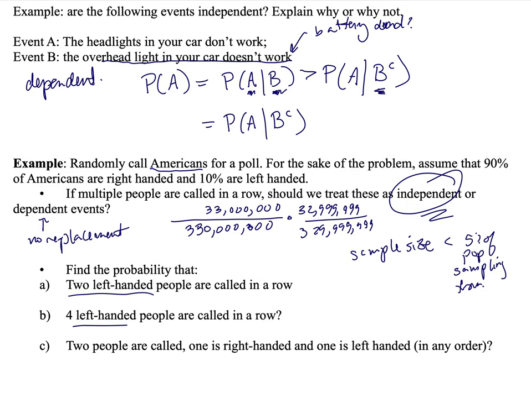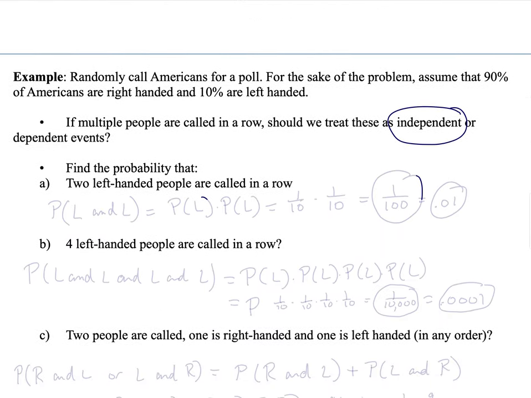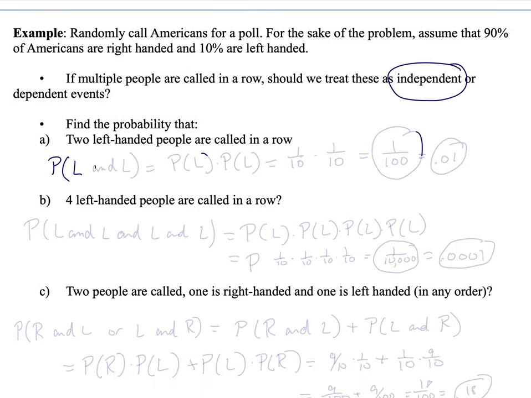Okay, so like we said, we're assuming that these are independent events. So we can think of the probability that 2 left-handed people are called in a row, probability of L and L, as just the probability that the first person is left-handed times the probability that the second person is left-handed, without thinking about the extra complication that the first person was left-handed as well. So we don't really have to think about probability of L given L, since we're assuming this is pretty close to independence. The probability the first person is left-handed is 1 out of 10, or 10%. The probability that the second person is left-handed is 1 out of 10 as well. So 1 out of 100, or 1%, or 0.01. Either of those would be reasonable answers.